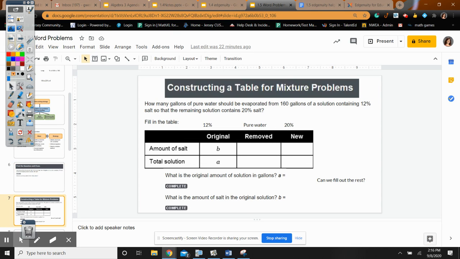So here is our table. Basically what we're going to have here is your original, I'm going to cover this up a little bit. Your original solution, which was the 12%. Okay, so we had, how much did we have? We had 160 gallons of that. Okay, so we had 160 gallons of 12% solution. So how much salt did I have? Well, I had 12% of 160. So I would type that into my calculator.